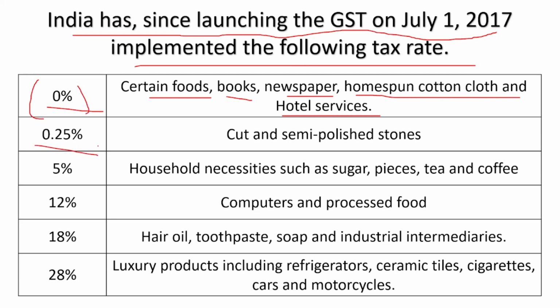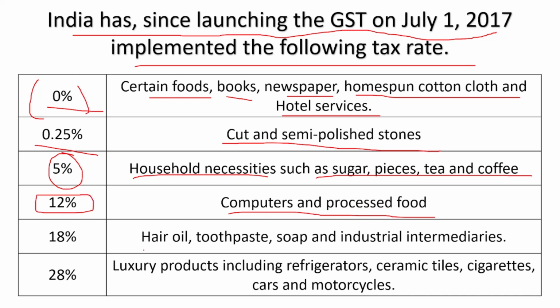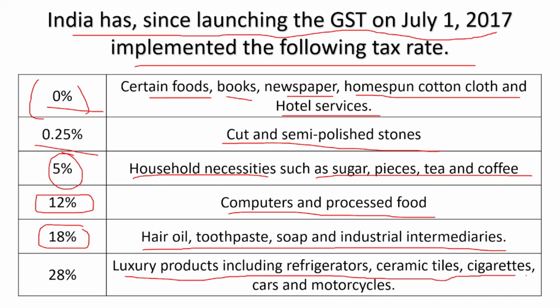Next 0.25%, but for the cut and semi polished stones, for the stones and all it was 0.25%. Next, for household necessities provisions such as sugar, spices, tea and coffee, for that 5% of tax rate they were applying. Next, computers and processed food, it will be 12%. Next, hair oil, toothpaste, soap and industrial intermediates, for all these things 18% tax we need to pay. Then for luxury products like refrigerators, ceramic tiles, cigarettes, cars and motorcycles, we need to pay 28% tax.